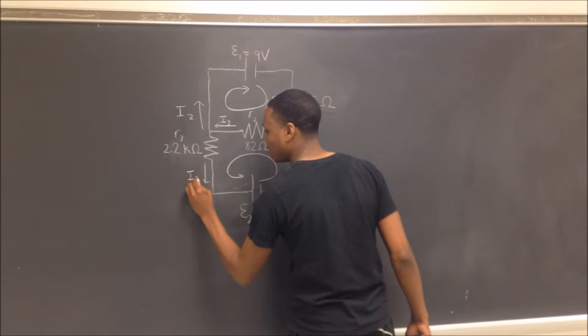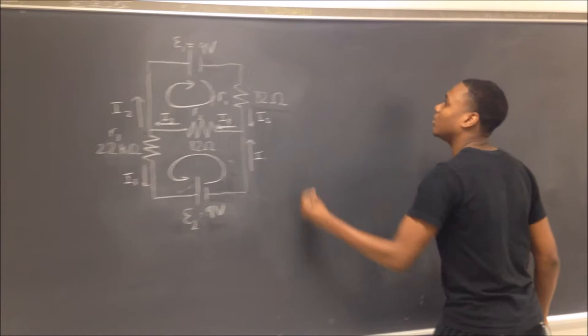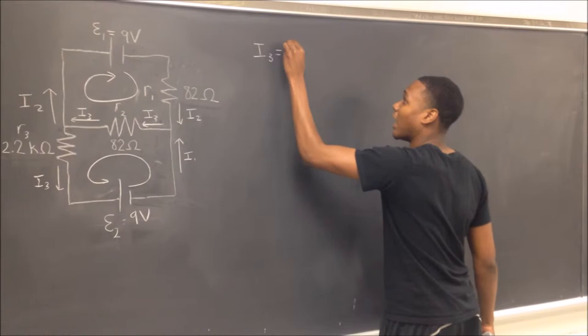Okay, over here, we're going to start our equations. We have I1 plus I2 come together to equal I3. So we have I3 is equal to I1 plus I2.